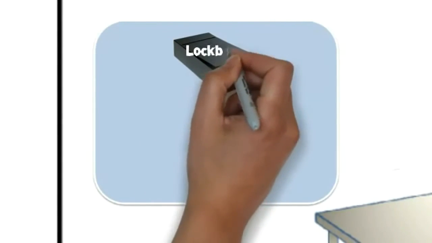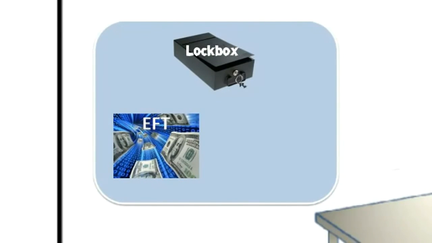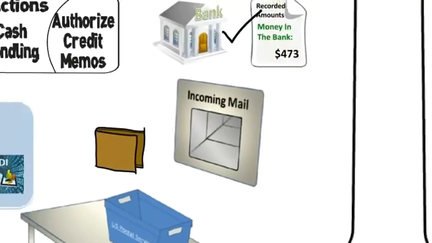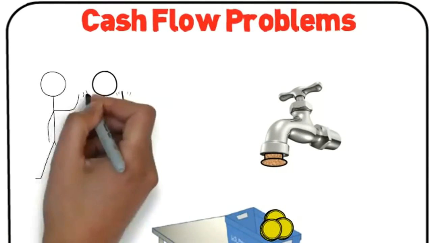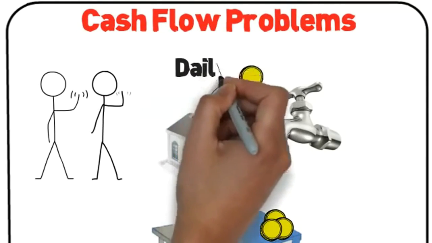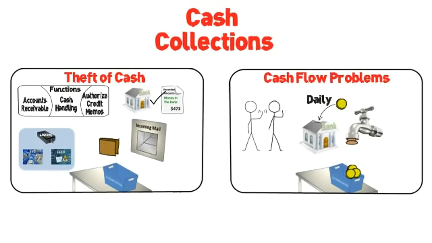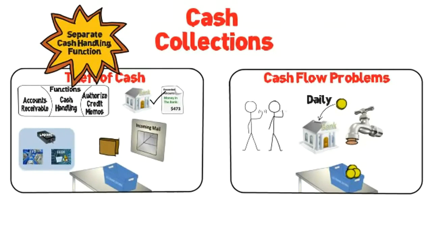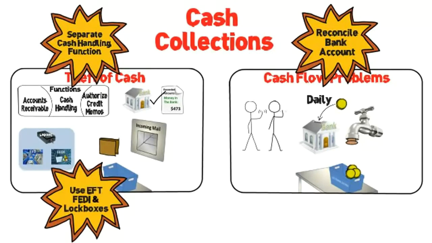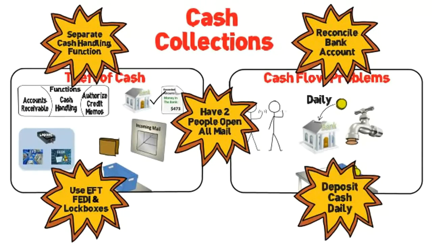Theft of cash can also be deterred by using a lockbox, electronic funds transfer, and financial electronic data interchange. Additionally, we can have two people open all mail, and we can deposit our cash on a daily basis. So we can separate our cash handling function, reconcile what's in the bank with our records, use lockboxes, EFT, and FEDI, have two people open all mail, and deposit cash daily.